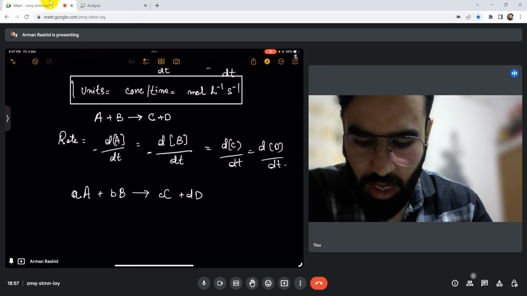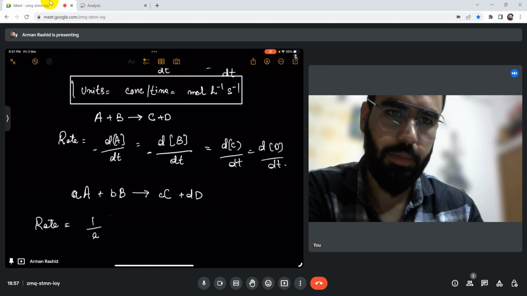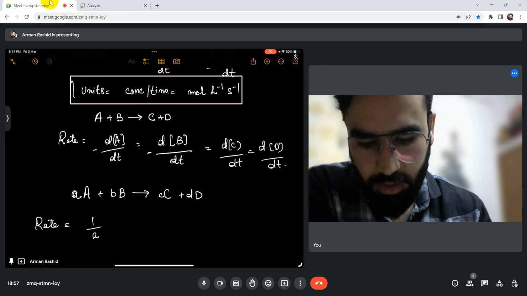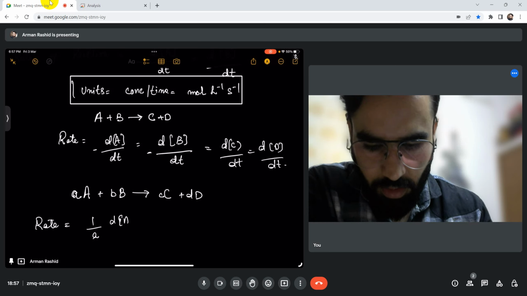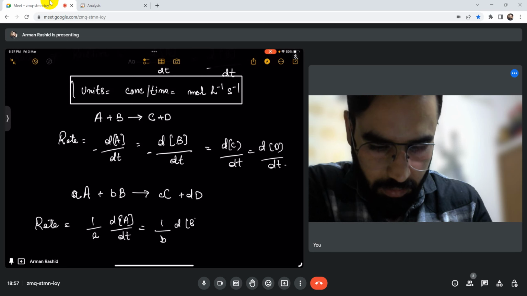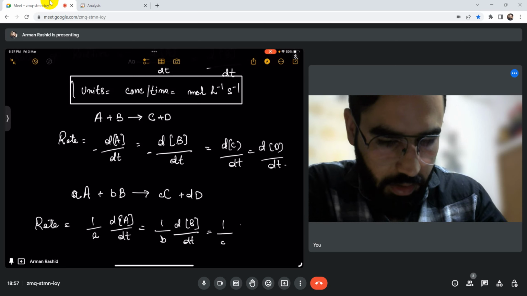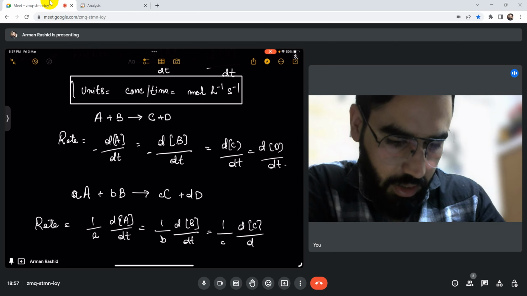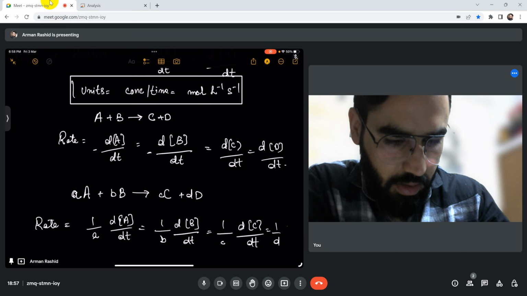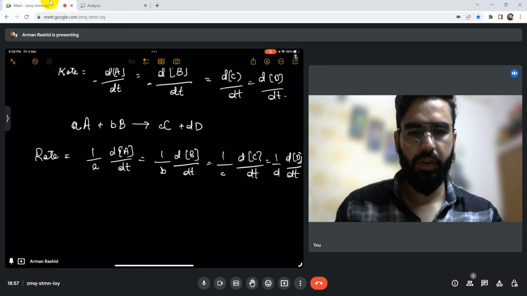we have to divide by the stoichiometric coefficient, because each species is consumed that many times. So the rate will be minus 1/a d[A]/dt, equal to minus 1/b d[B]/dt, equal to 1/c d[C]/dt, equal to 1/d d[D]/dt. Now I'm sure this is very elementary, so you might have read it in your secondary classes.